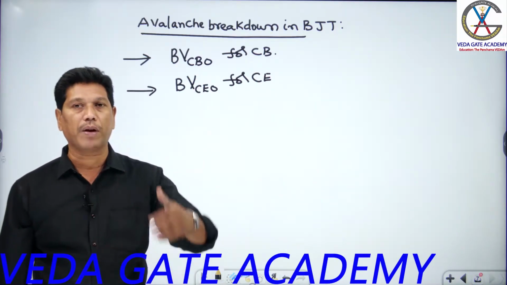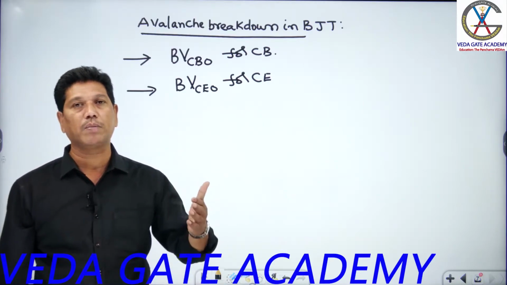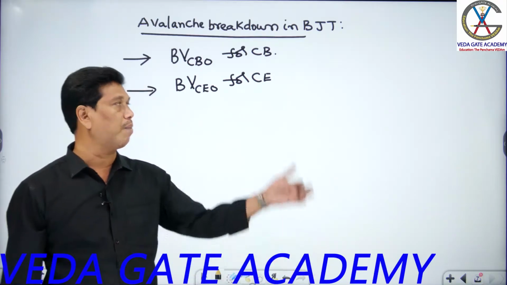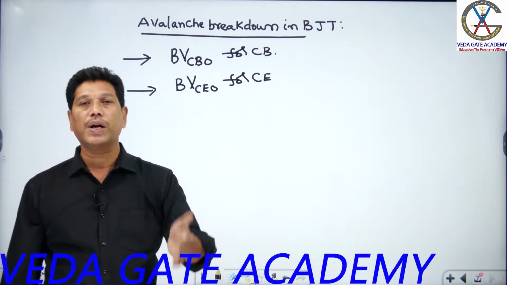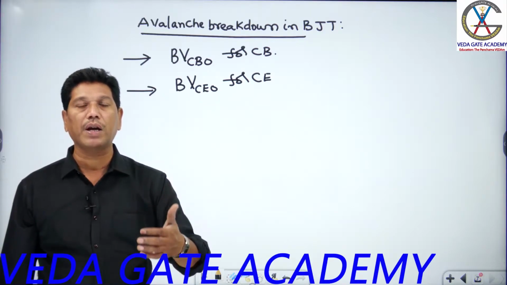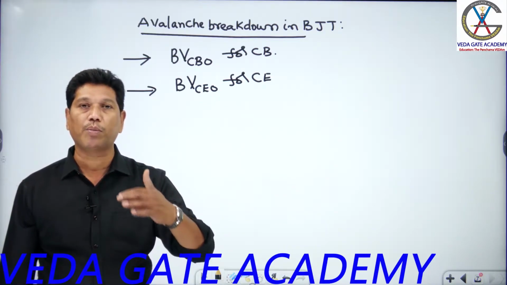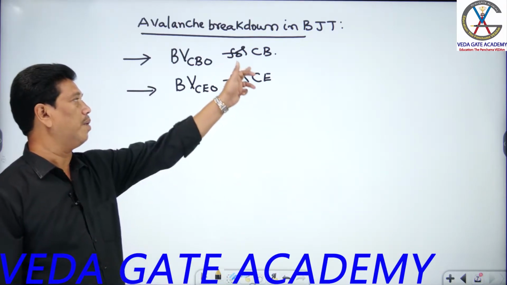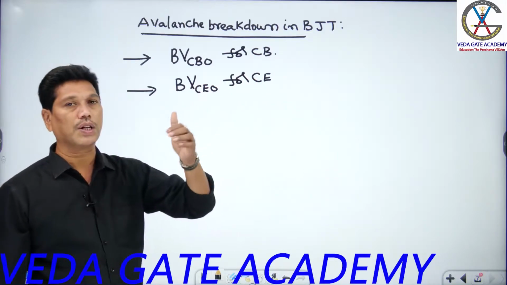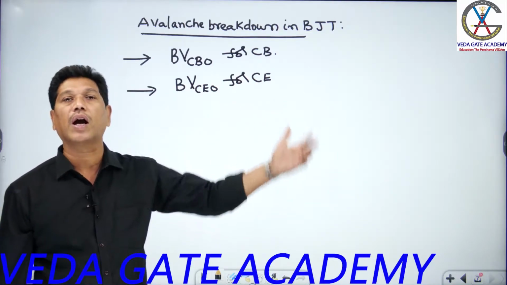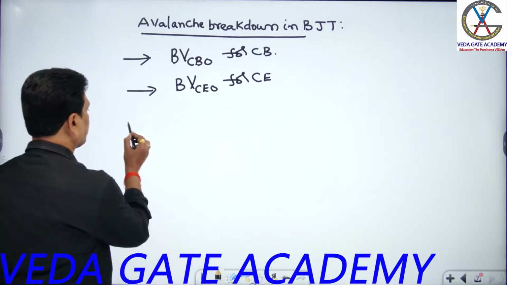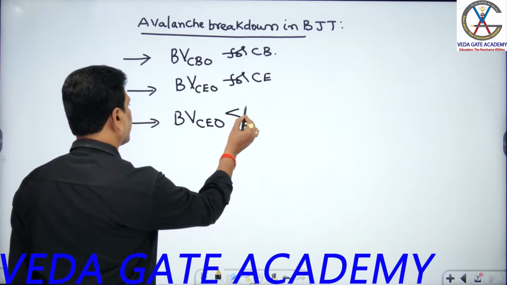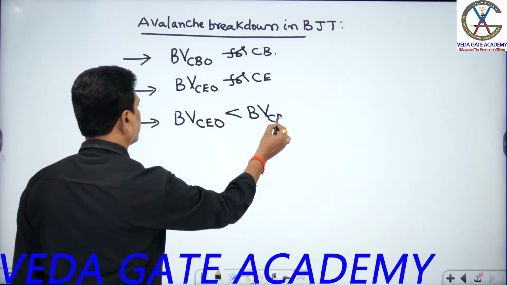Why does the common emitter circuit have the breakdown earlier compared to common base? Both are avalanche breakdown only, but it appears somewhat earlier in CE than in CB. The breakdown comes earlier in CE because CE has more minority current effect compared to CB. How many times more? 1 plus beta times, and beta is a high value. So based on that, in a CE transistor the breakdown comes somewhat earlier than in the common base circuit. So by this you see in BJT, BVCEO is less than BVCBO, students.